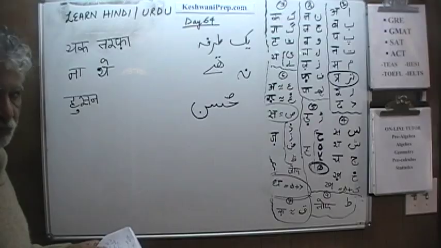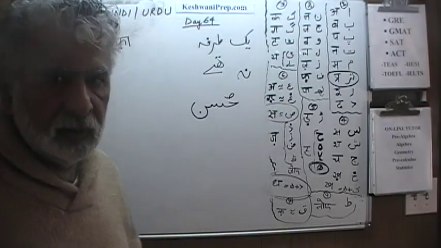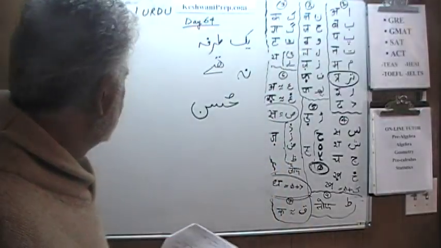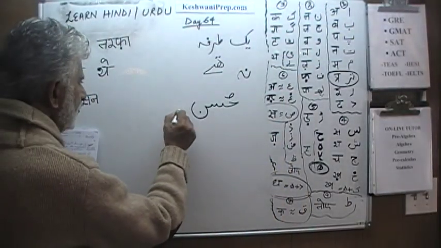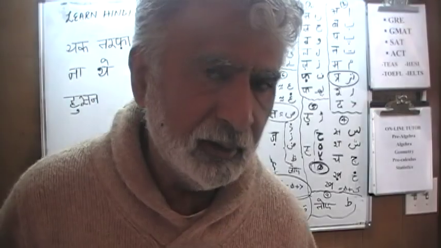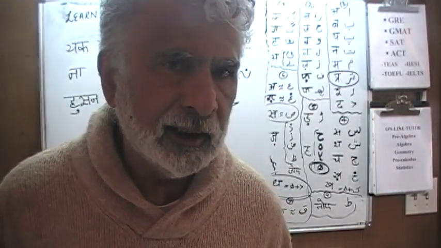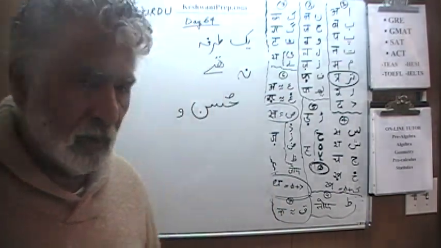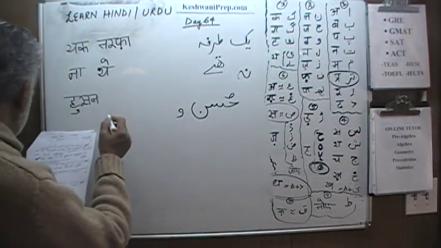It reads husn. As I said, husn means beauty or love or affection. Then we have va. The va means and. That's how we write in poetry, and. We don't say or, we just say va. Husn, va, mohabbat. Let's write down va here. Husn.